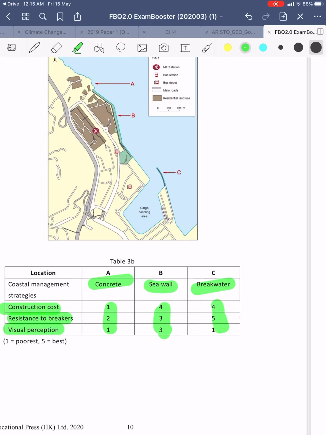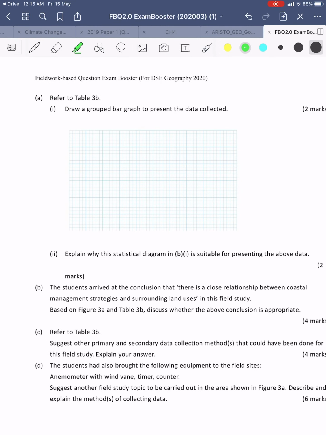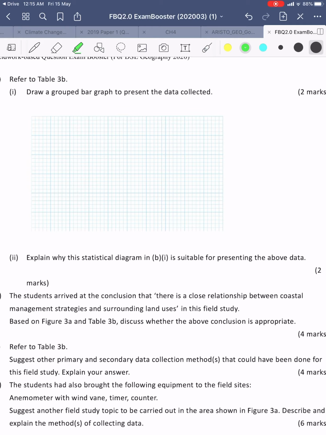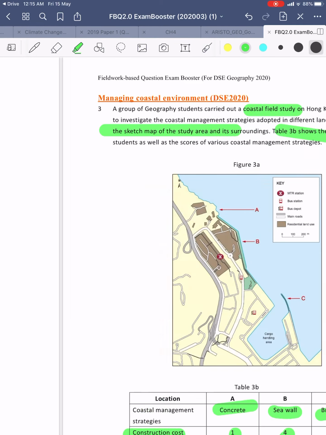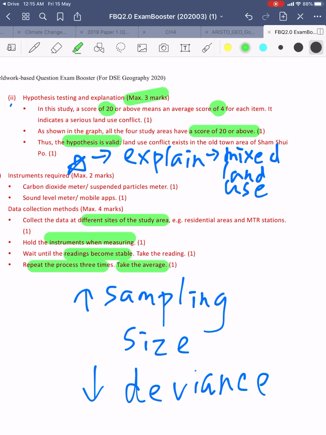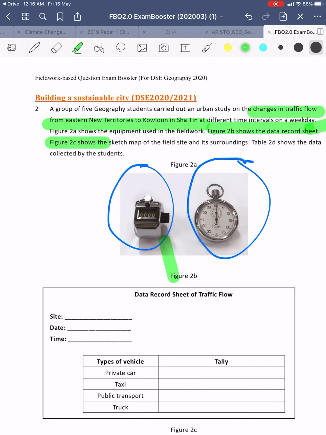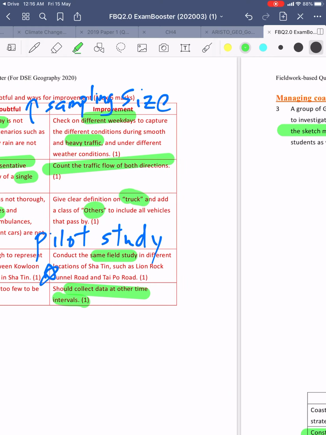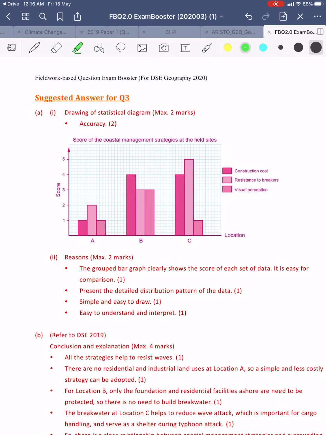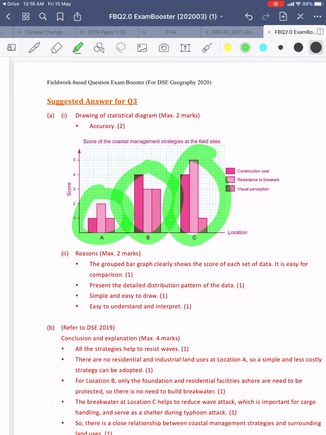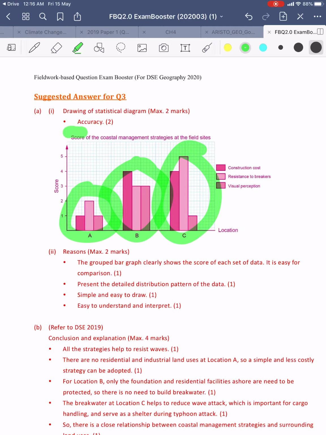So what should you do? Draw a grouped bar graph. What is a grouped bar graph? It is not this one. This one is a compound bar graph. A compound bar graph is joining all the things together in a row. But right here you should have different bars in the same chart, just like this one. This one is a grouped bar graph. Bear in mind, don't mix up. Definitely the title is important. The score, x-axis, y-axis are also important, and also give me the key, please.